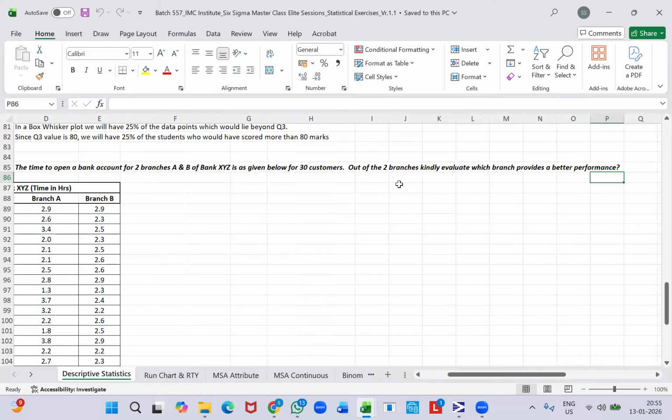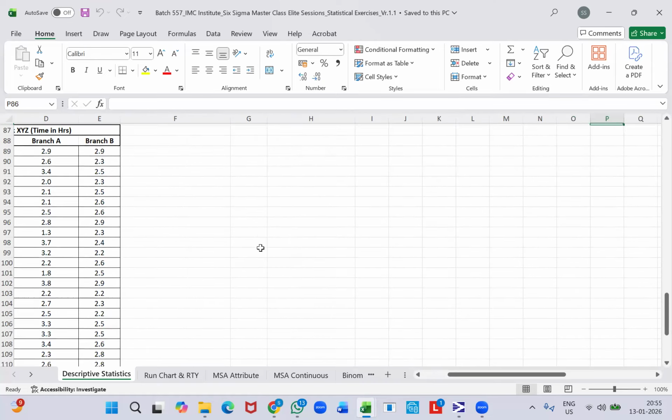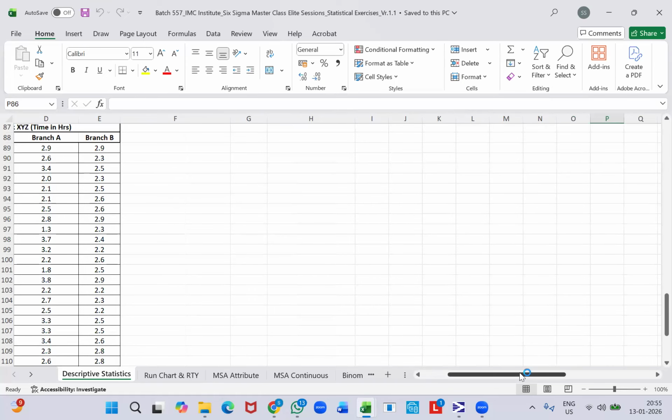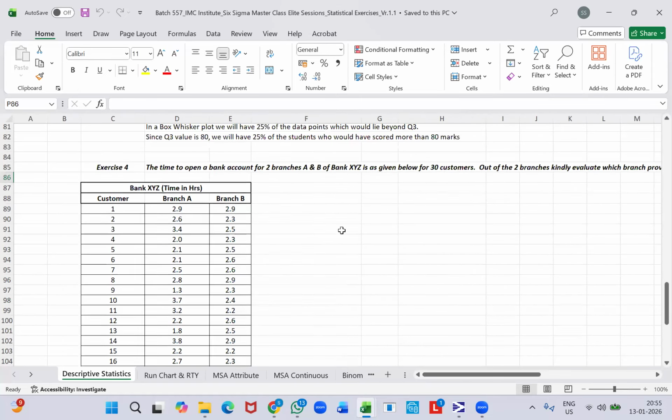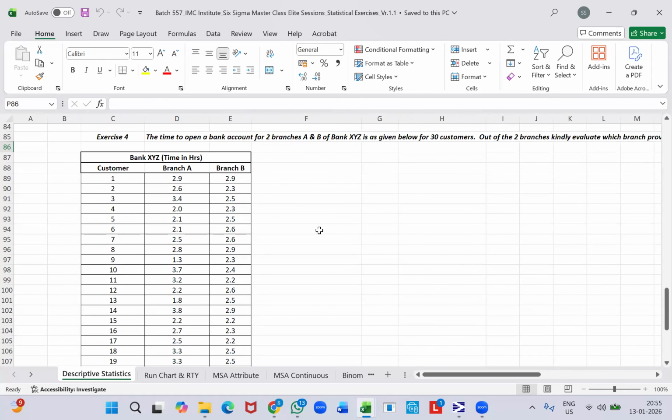So we have been provided with the time taken to open a bank account for both branch A and branch B of bank XYZ, right? If you want to evaluate which one is a better performing branch, what do we need to do? The first approach obviously will be to calculate the mean time. Yes, good. So we need to calculate the mean time taken to open a bank account.